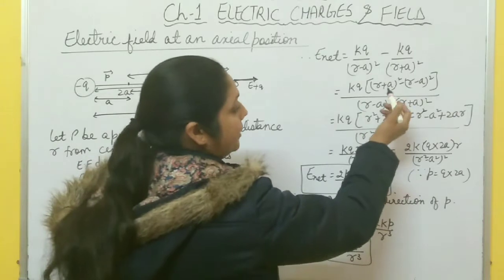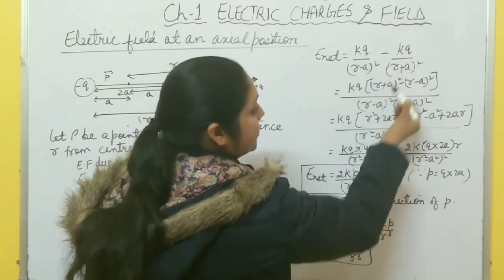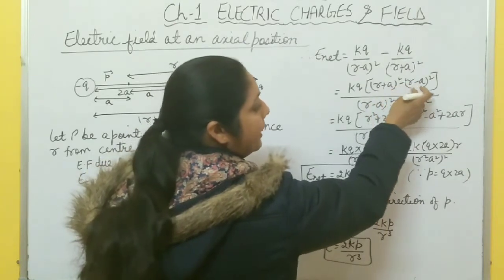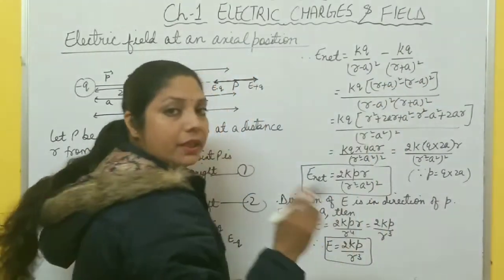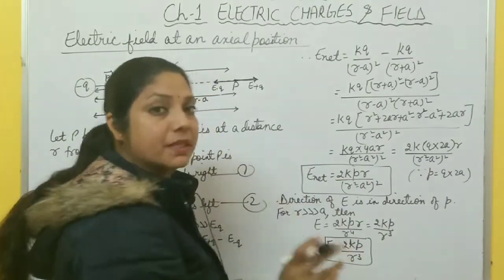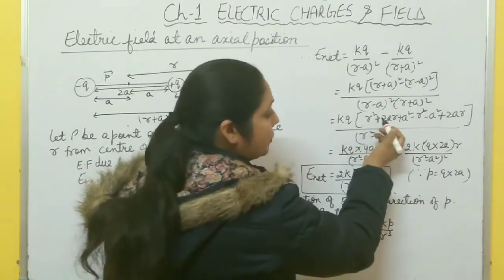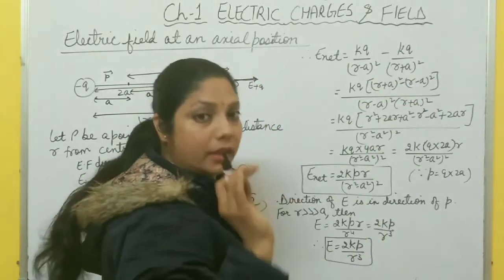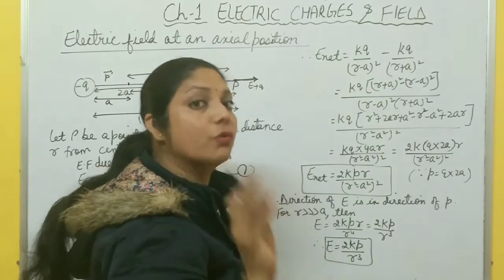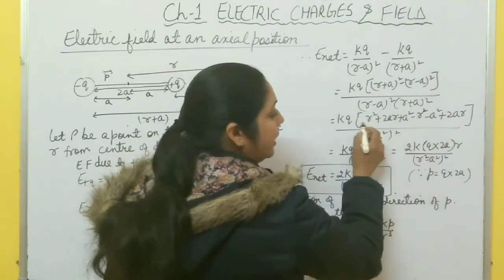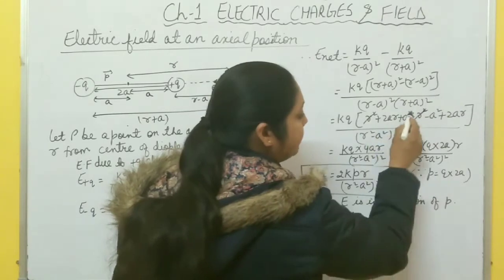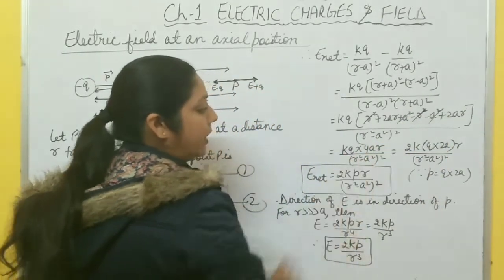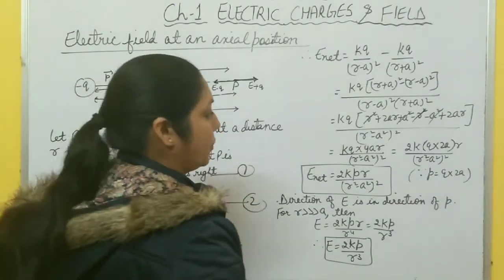When you calculate this, you take the LCM of these two and take kq common. Inside you get (r plus a) square minus (r minus a) whole square. Open this using the (a plus b) whole square formula, a square plus b square plus 2ab. So you get r square plus 2ar plus a square for this one, and for (r minus a) square, r square plus a square minus 2ar. Here r square cancels, a square cancels, and you get kq into 4ar by (r square minus a square) whole square.